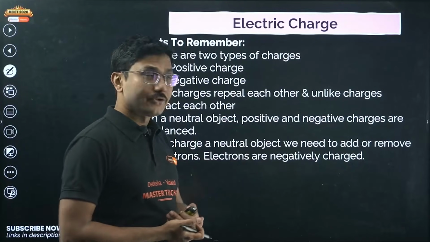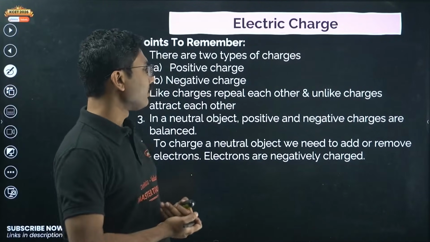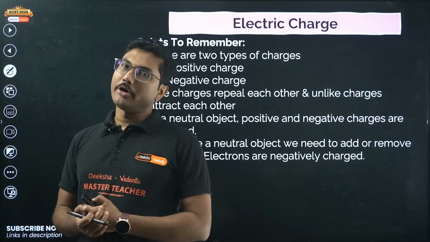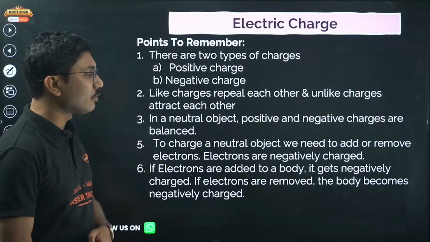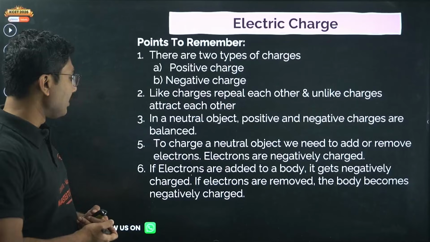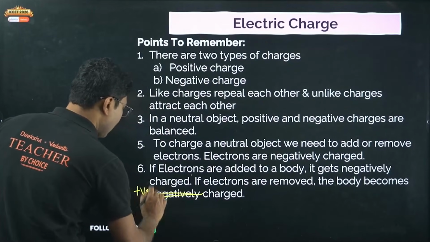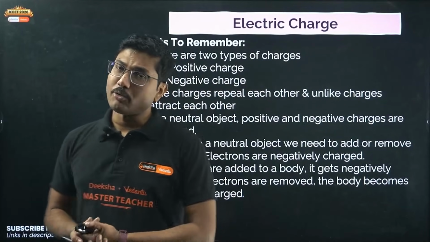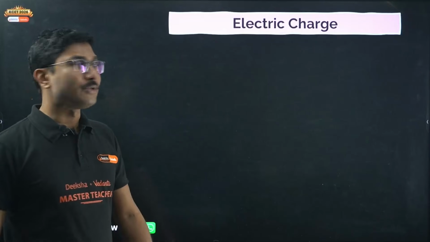To charge a neutral object, we need to add or remove electrons. Electrons are negatively charged, so only electrons can be added or removed to charge an object. If electrons are added to a body, it gets negatively charged. If the electrons are removed, the body becomes positively charged. So if you add electrons, it becomes negatively charged; if you remove electrons, the body becomes positively charged. This is the imbalance of charges.